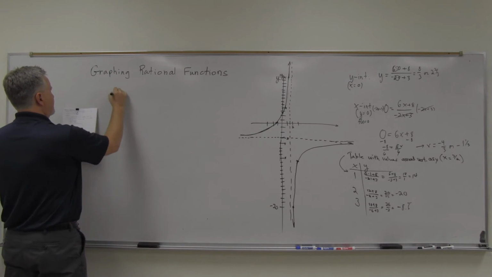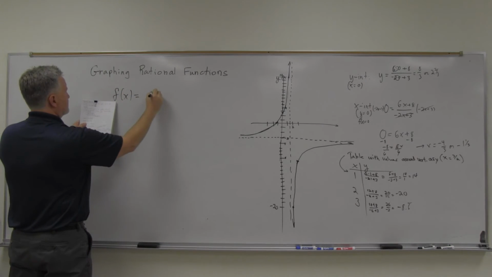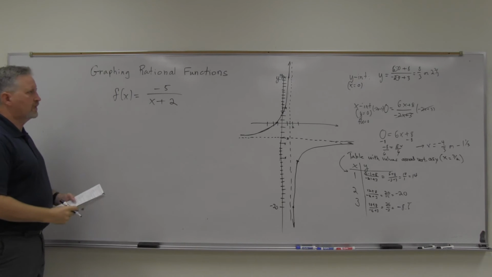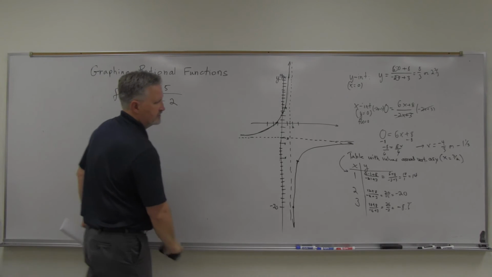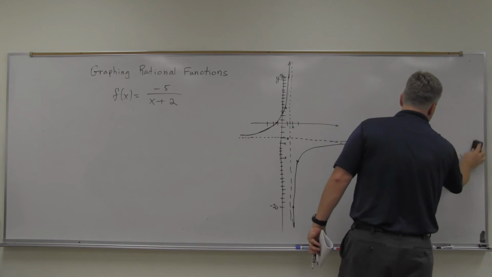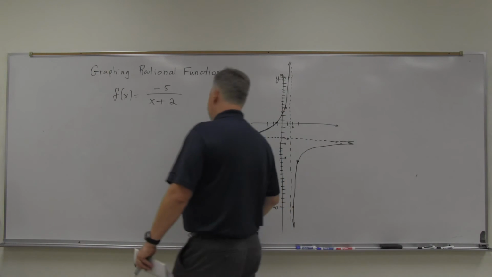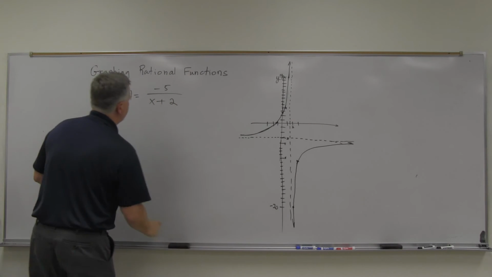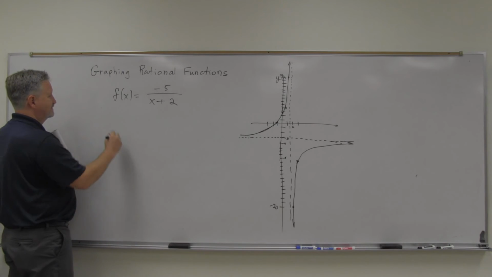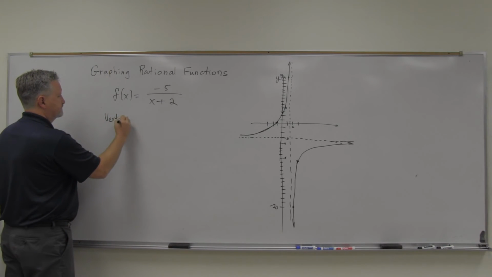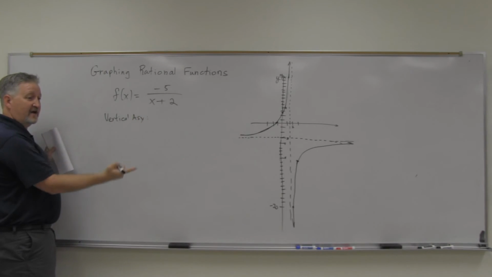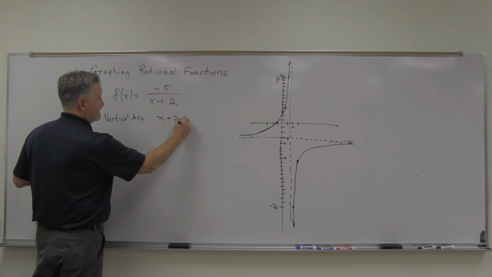This one's going to be f of x equals -5 over x plus 2. Let's do basically the same stuff on this: asymptotes, intercepts, and a little table. Start with the vertical asymptote. Well, the vertical asymptote's easy. Denominator equals 0. That's x equals -2.